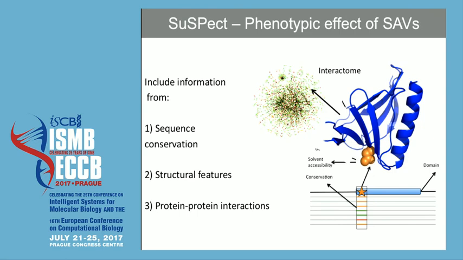Suspect, there are many variant servers, as more and more sequencing is coming out rapidly. Sequence conservation is standard. That's the sort of SIFT approach. Structural features are typically incorporated in PolyPhen. What we've added in is protein-protein interactions. The proteins that tend to have many interactors tend to be more susceptible to disease, and that's an added feature in Suspect, and that in our benchmarking led to added accuracy.